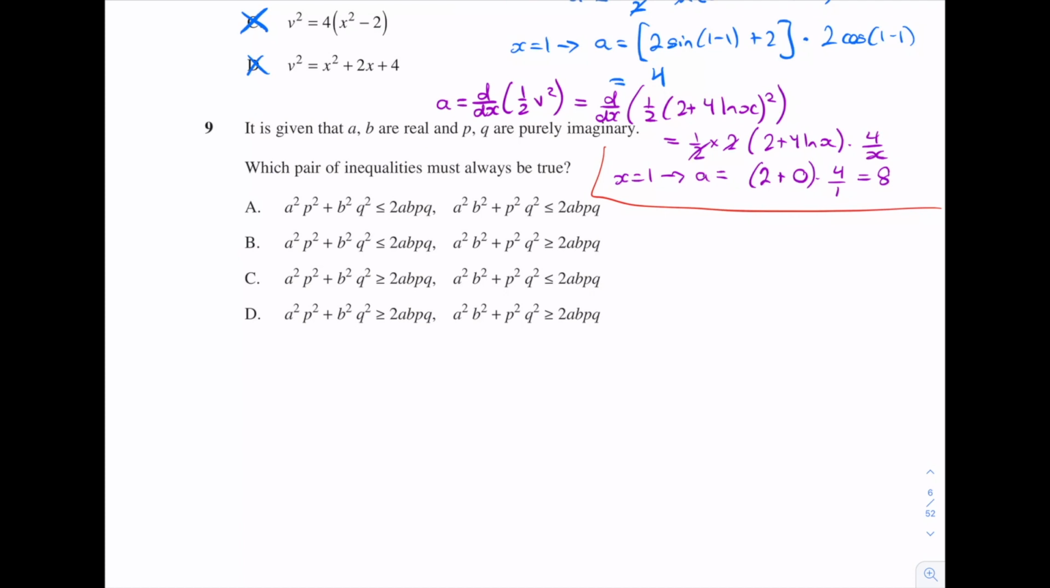Okay, how would we go about this? Well, the first thing I'm going to do is write P is equal to I times some letter. Let's just call it R, where R is a real number. And likewise, Q is I times S, where S is a real number. So all I've done is written this statement in another way. That's what it means to be purely imaginary: I times a real number.